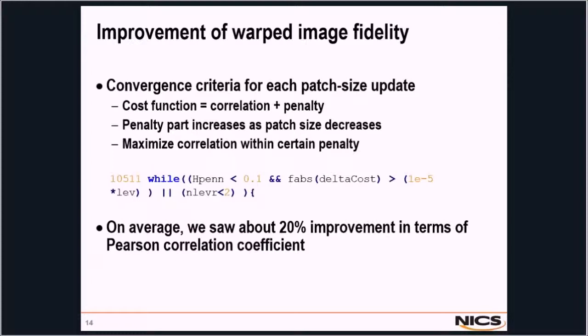For example, what we want is to maximize correlation within a certain penalty. Basically, we just add a loop check before it goes to the next level. We want to make sure the penalty is smaller than a certain value, and we continue the update until a certain level of convergence is reached. Just by adding this, we see about 20% improvement in Pearson correlation coefficient. I'll show what that means in a later slide on PI's results.